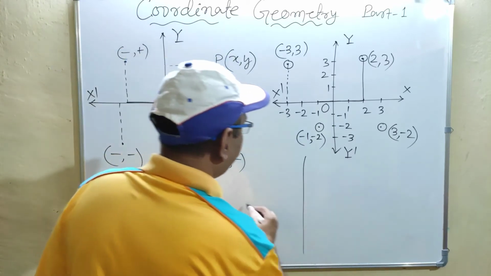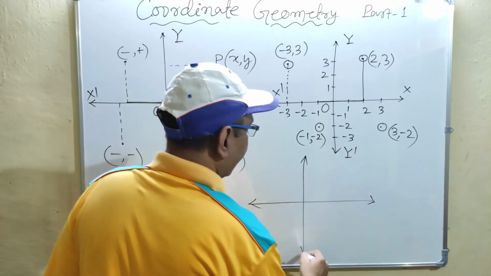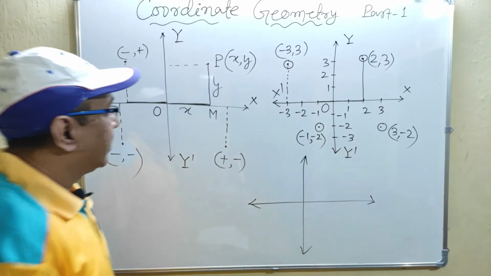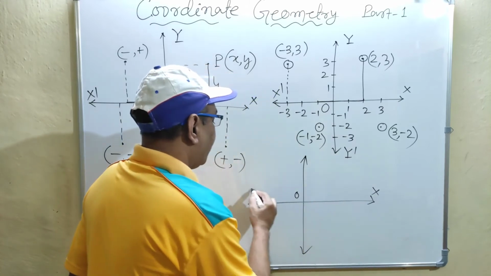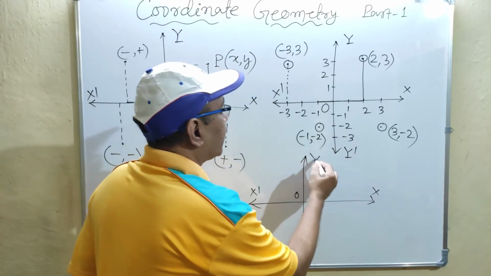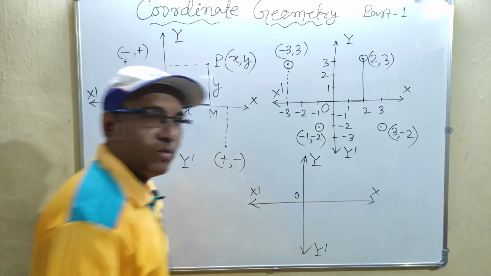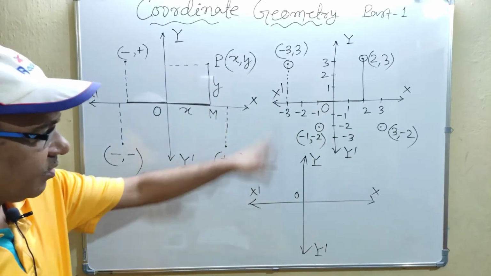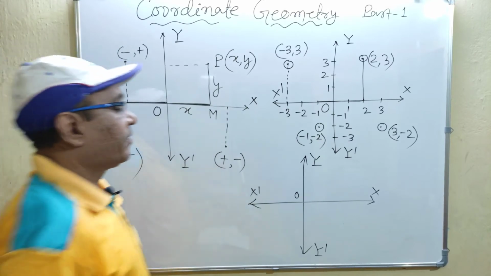Secondly, if suppose these are coordinate axes, x-axis and y-axis, here x-axis and y-axis both are perpendicular to each other, so these are also called rectangular coordinate system. Rectangular coordinate or coordinate, same thing. Rectangular means axes are perpendicular to each other.